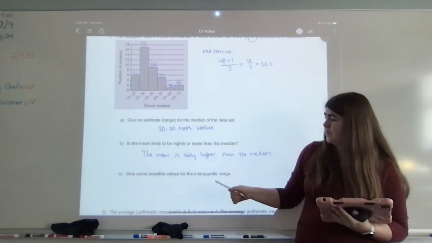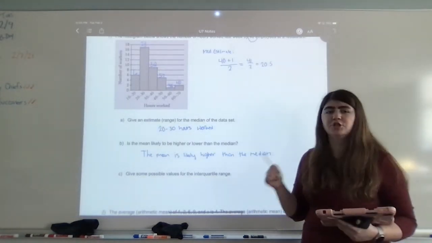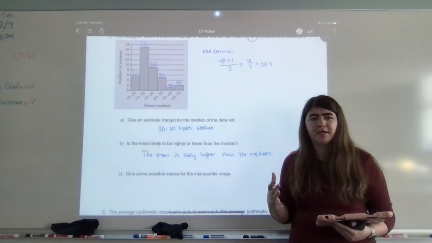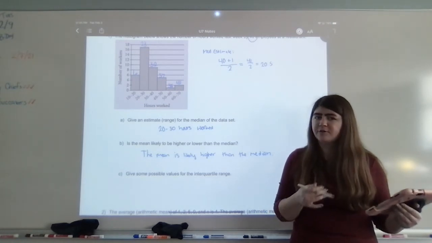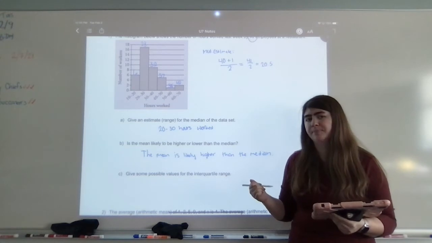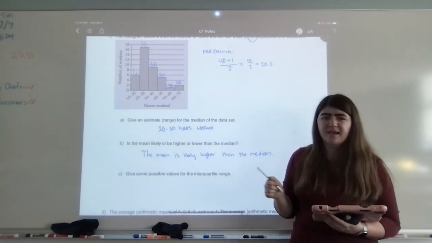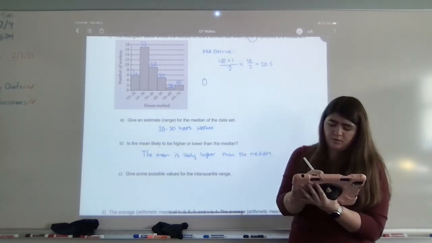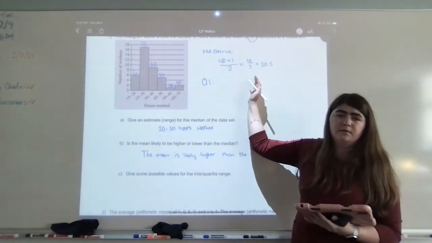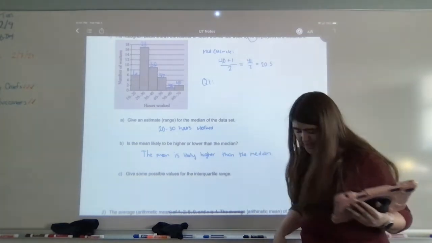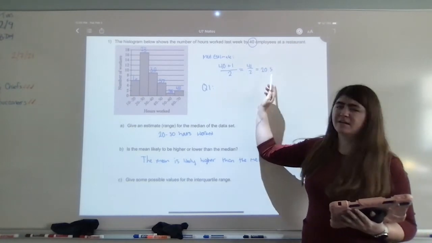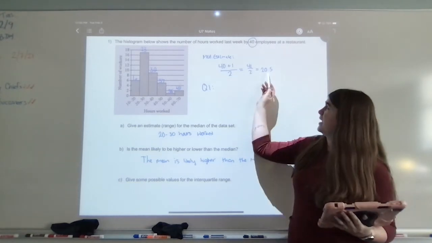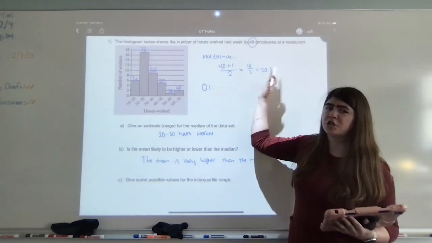Then letter C says give some possible values for the interquartile range. In order to give some possible values for the interquartile range, I have to have a possible value for Q1 and a possible value for Q3. So I can do the same type of thing with my estimate that I did for the median. I'm going to start with Q1. Q1 is the median of the lower half of the data. So if I know that my median is at 20.5 and I don't use the median when I'm calculating my Q1, then that means that I have exactly 20 data points below my median.